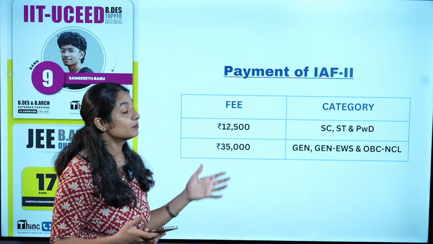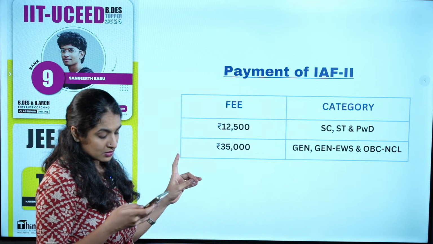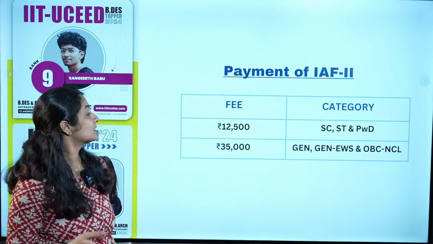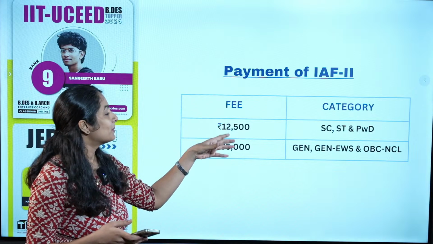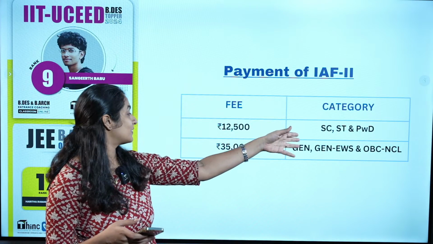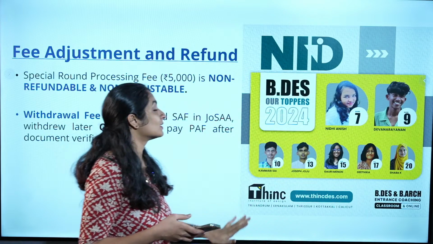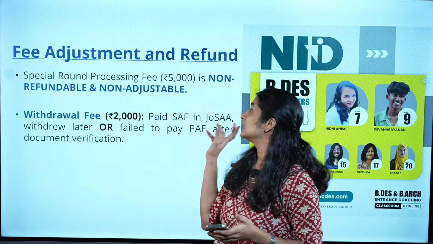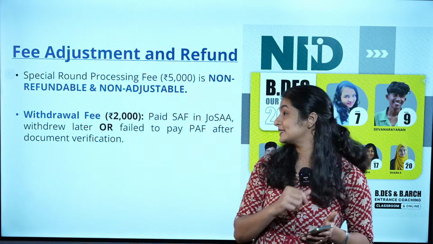So let's come to the second part of fee payment. Once you give your willingness, you are supposed to pay 12,500 in case of SC/ST and 35,000 in case of general. The next thing let's talk about is refund and fee adjustment in case you are withdrawing from the seats that you are allotted.